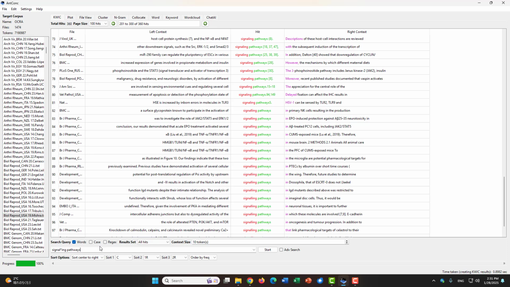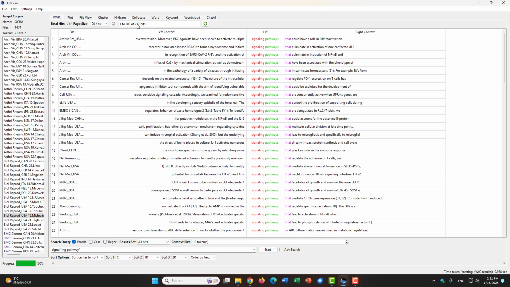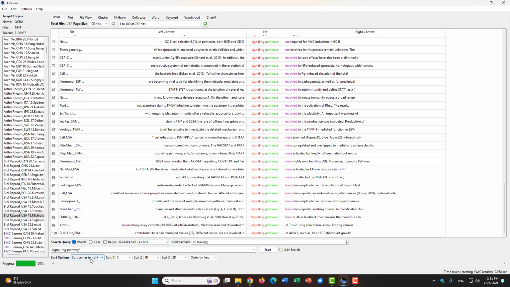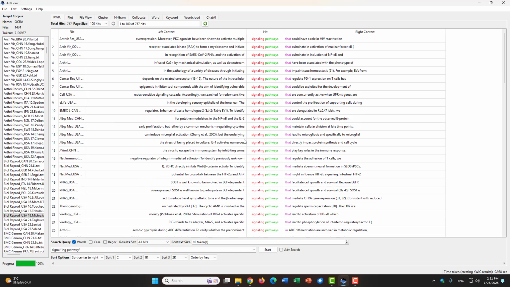That might be enough, but then again I'm thinking there's probably cases of signaling pathway. So maybe I should put an asterisk at the end of pathway as well, so that I can capture all of that data too. Oh yeah, so now we see we've got 750 hits. So we've been able to increase it a lot by including pathway. Now right now, since it's sorted center to right, I think that we're just getting signaling pathways with the single L and the S, because that's the most frequent. That's not so interesting to me. Let's go 1 more to the left and see what we get.